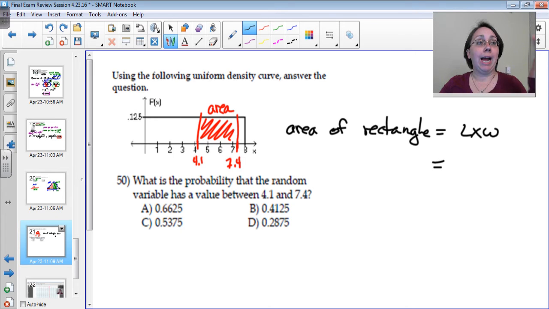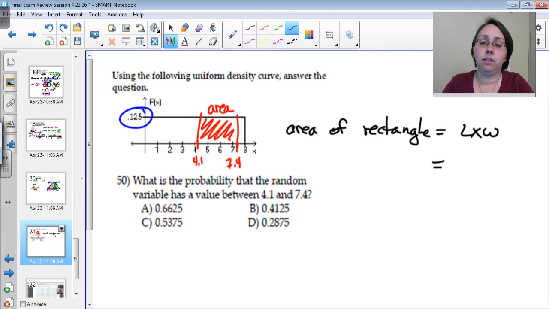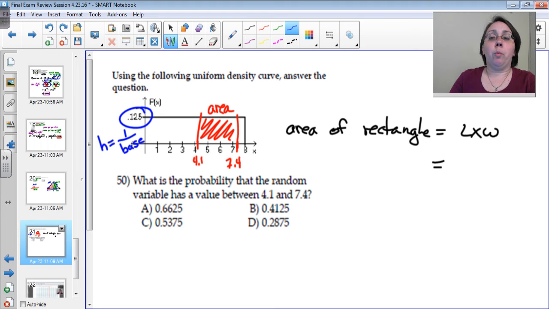Thankfully, they've given you the height already. But just in case, does anybody remember how to find this height? 1 divided by the base or the length, either way you want to call it. So whatever the base is, 1 over that would be the height, just in case your problem doesn't have that. But right now we are interested in the red area. So length times width of the red area is what?